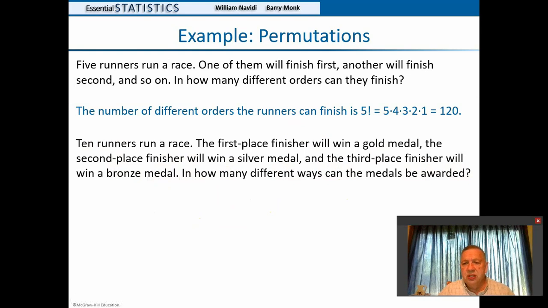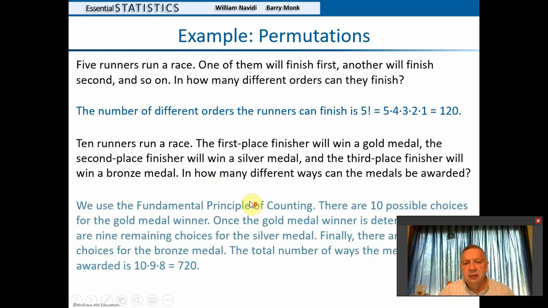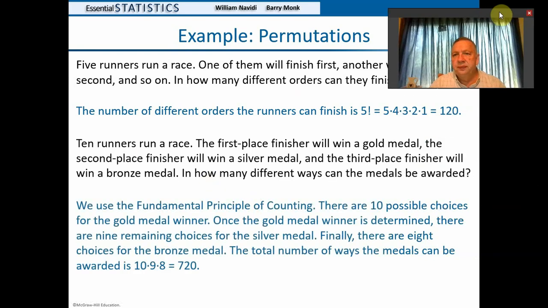But once that first is chosen, we have only 9 that can fill in the second place. And then once that one is fixed, we go to 8. So 10 times 9 times 8 is what we would look for.